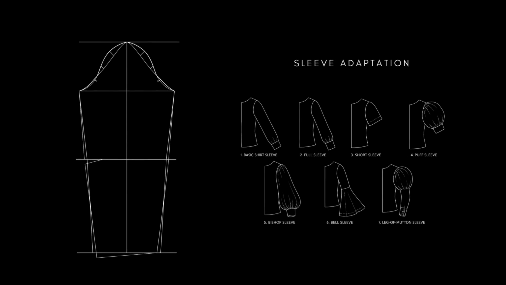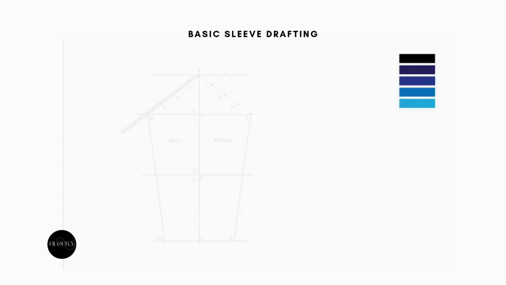So in this video, we'll see how to construct a basic sleeve with an elbow dart. Later, we will study how to adapt this basic sleeve into other variations. So if you have all your measurements ready, let's draft. To make the process easy to understand, I'll be using a sleeve drafting template as a visual guide.